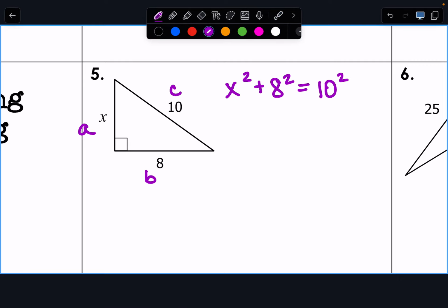If you have 8 squared plus x squared, that's fine. So the biggest thing is that the hypotenuse is across from the right angle, and it's 10. Okay, that's why we're doing this. You have to put your hypotenuse all by itself. Okay, so what is 8 squared? 64. And what is 10 squared? 100. Okay.